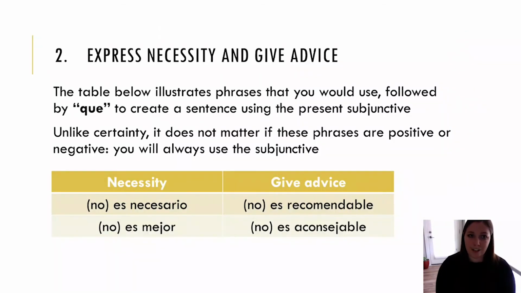The second category is to express necessity and to give advice. So the table below has phrases, once again, that you would use using que, always need que, to create a sentence using the present subjunctive. Unlike certainty, it doesn't matter if these phrases are positive or negative, you'll always use the subjunctive no matter what.